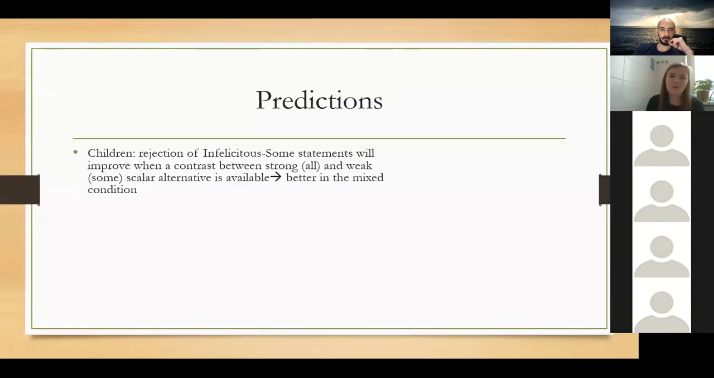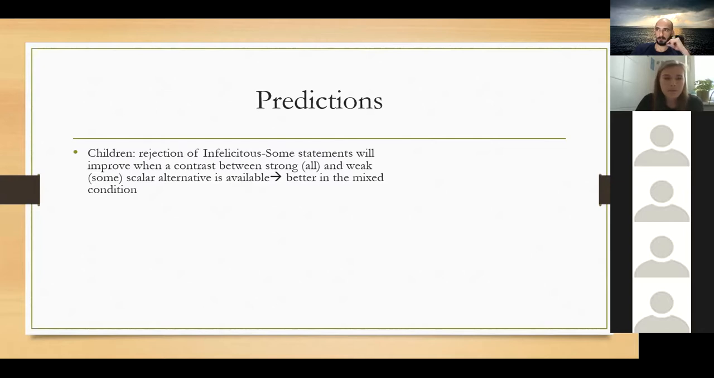So let's move on with the predictions. We heard earlier that if lexical contrast between stronger and weaker scalar terms can make the alternatives more accessible, then the rejection of the infelicitous sum statements will improve when a contrast between strong and weak scalar alternatives, so between all and sum, is available.